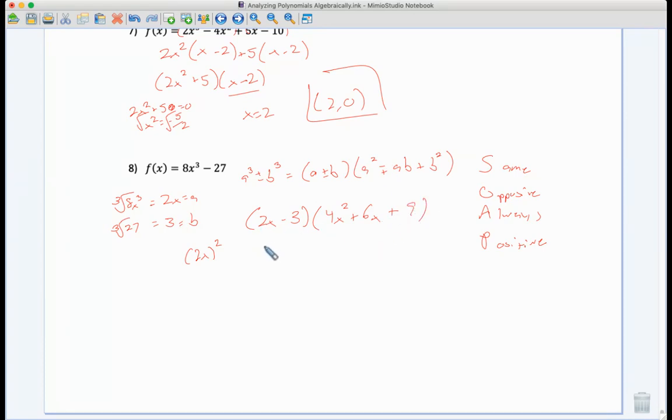So now if I want to find the x-intercepts, the first one should be easy. It's just setting 2x minus 3 equal to 0. I end up getting x is equal to 3 halves.